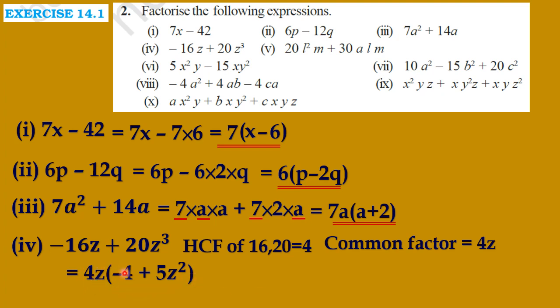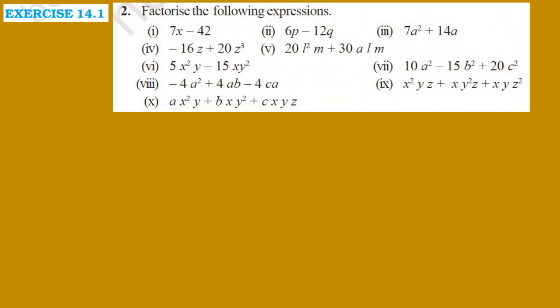Verify. 4z into minus 4, minus 16z. 4z into 5z square multiply, you will get 20z cube. Verified. Now if you want, this is the final answer. If you want, you can rewrite by writing the positive term first and the negative term second. Not compulsory, only if you want. Okay, now we will go to the next question.